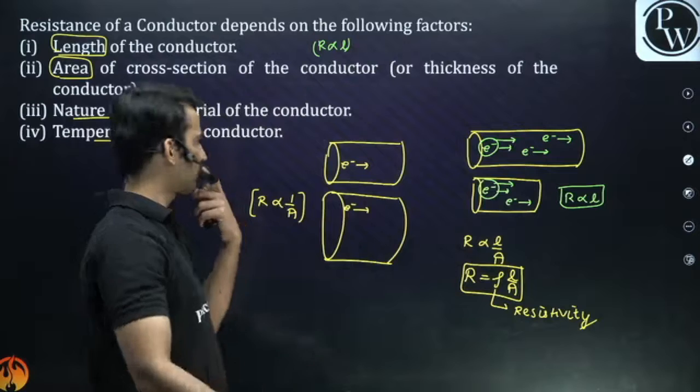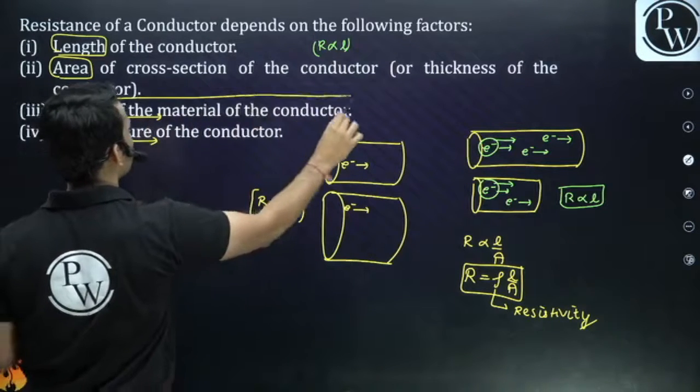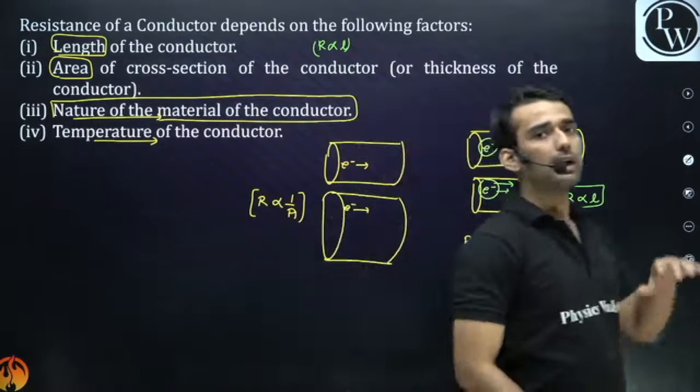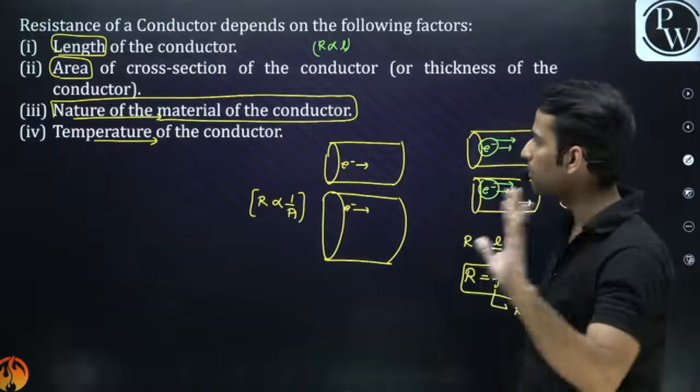Okay guys, I will tell you what resistivity is. It depends on the nature of the material. Like for copper we have a different resistivity, for aluminium we have a different resistivity, for silver we have a different one. So it depends on the type of material.